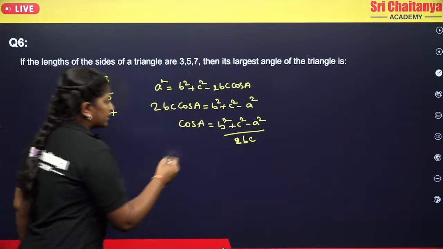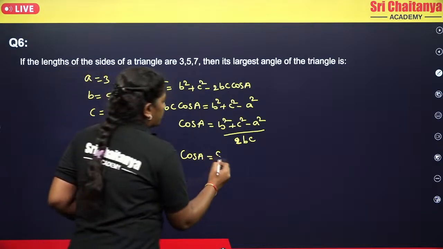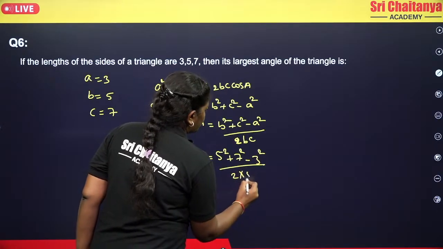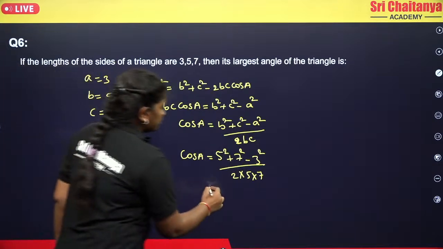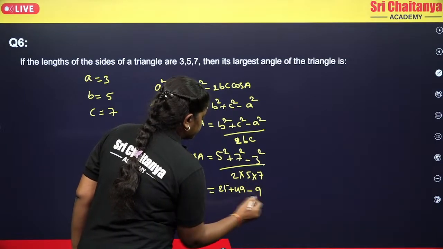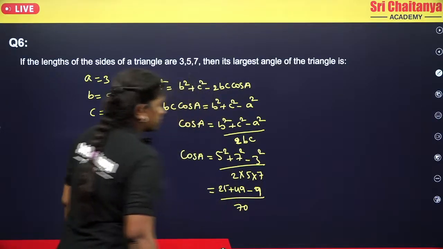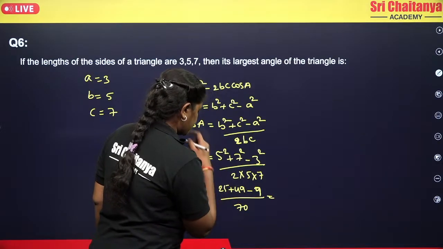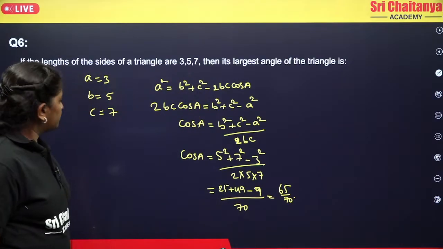So just to find the angle, cos A will be equal to, B value what we are taking is 5, so it will become 5 square plus 7 square minus 3 square by 2 into 5 into 7. Okay. So now coming here, 5 square means 25 plus 49 minus 9 by, so 10 and 70. Clear? So now if you solve once again, it was 65 by 70. Clear?